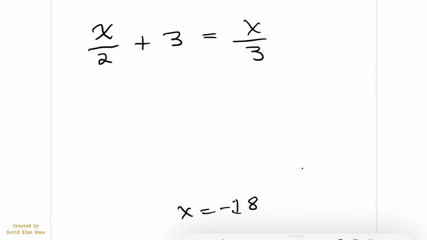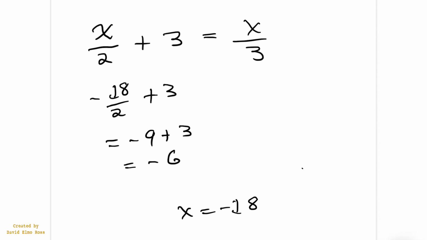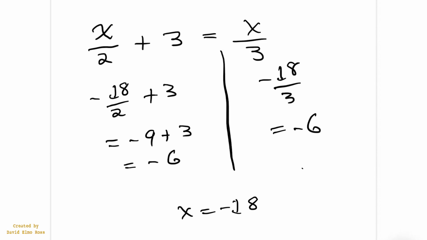So let's substitute in. So we have minus 18 on the left side over 2 plus 3. This is equal to minus 9 plus 3, which is equal to minus 6. That's on our left side. On our right side, we have minus 18 over 3, which is equal to minus 6. Since both sides are equal, this is a valid solution.